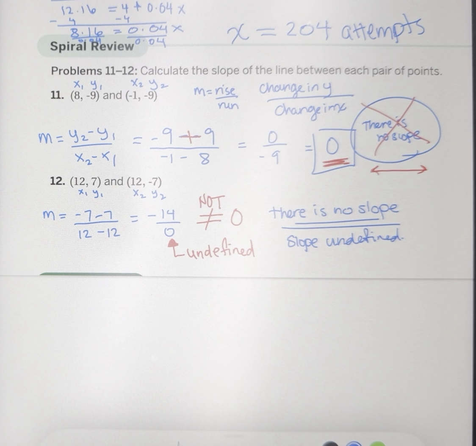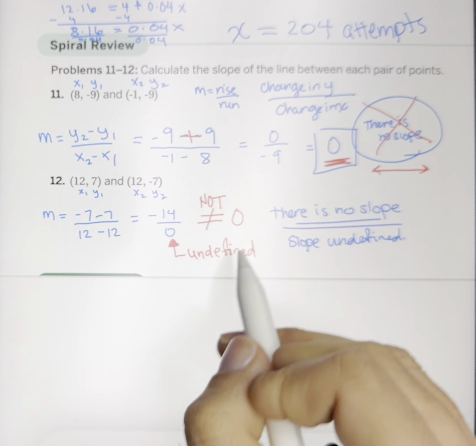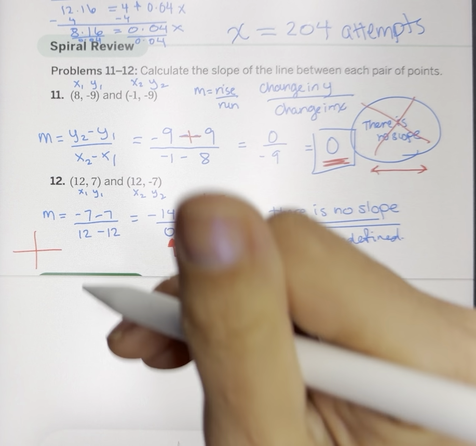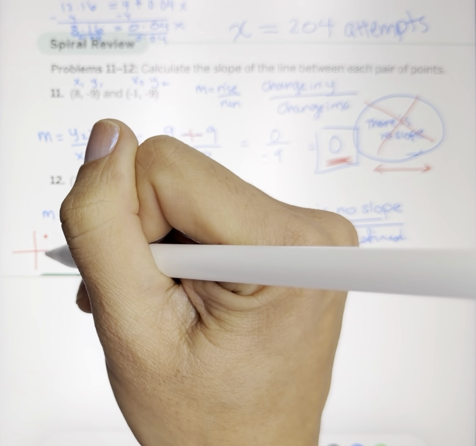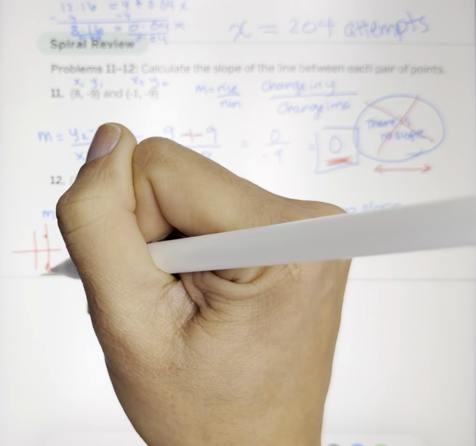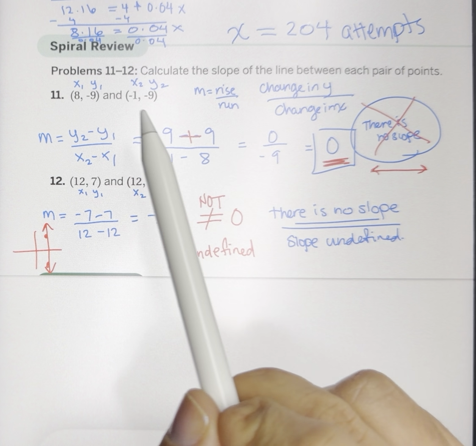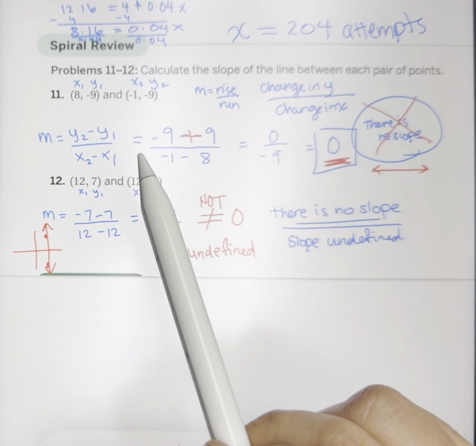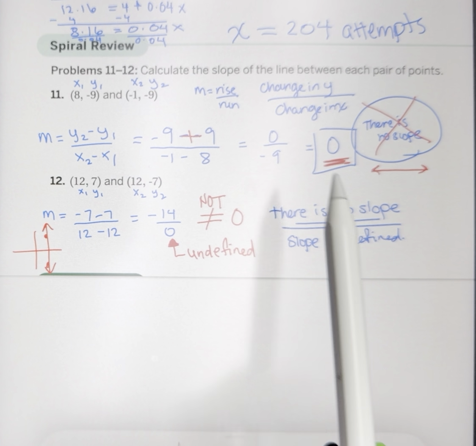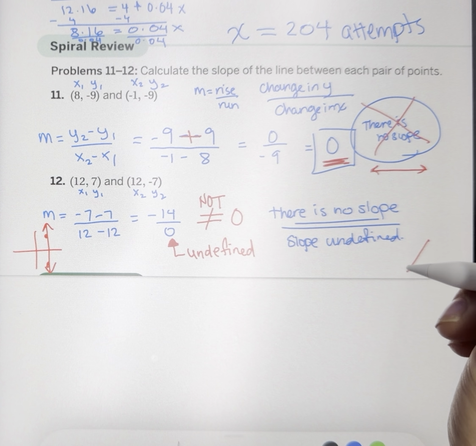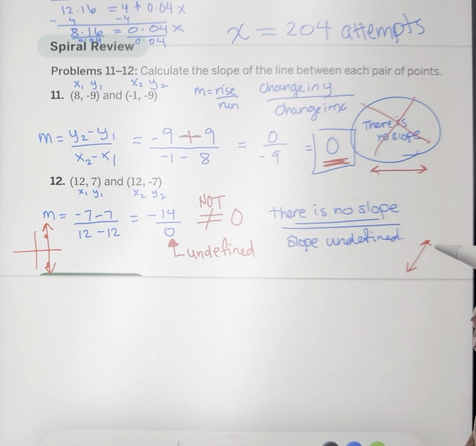All right, and conceptually, if you plot these points, you will see that 12, 7 and 12, -7 form a vertical line. And the way I think of it is, slope is the measure of how steep a line is. A horizontal line is not steep at all, 0. If the slope is 1, I can give it a number. That's a slope of 1. That's a slope of 2. That's a slope of 3, right?